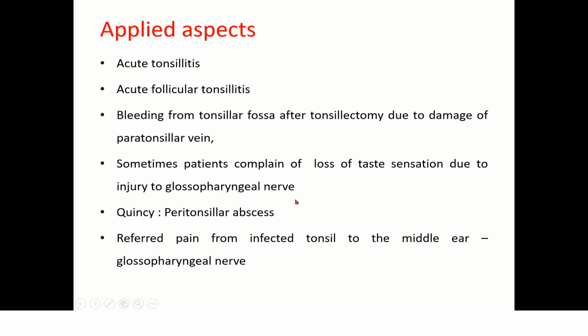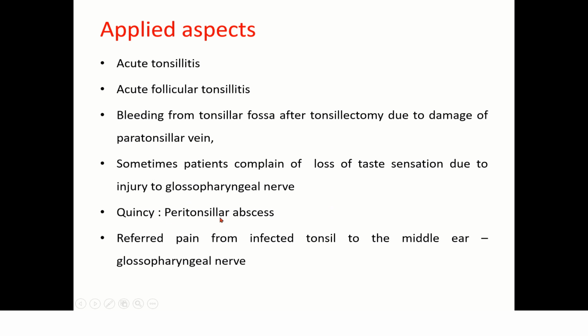So applied aspects, the most common is the acute tonsillitis. All of us might have experienced this during the cold seasons or when we eat any kind of outside food. Then acute follicular tonsillitis, where you can see suppurative lesions. Then bleeding from tonsillar fossa after tonsillectomy due to damage of paratonsillar vein. This is the most common complication of the tonsillectomy procedure. And sometimes patients will complain of loss of taste sensation due to injury to glossopharyngeal nerve.